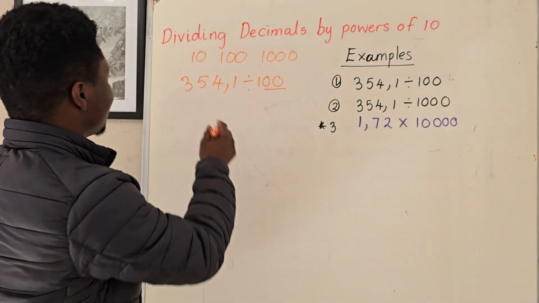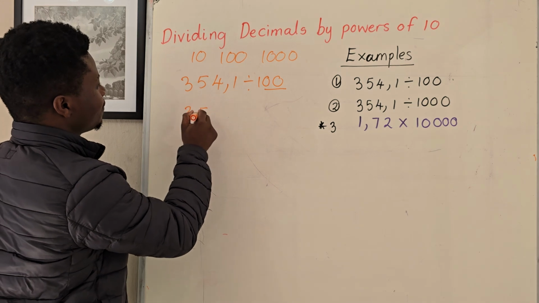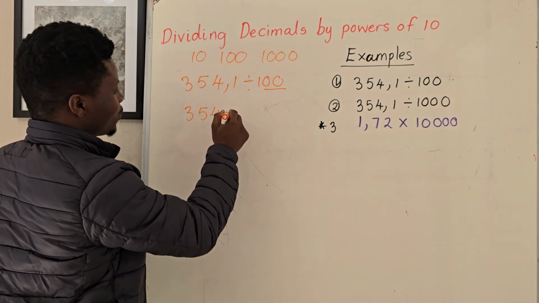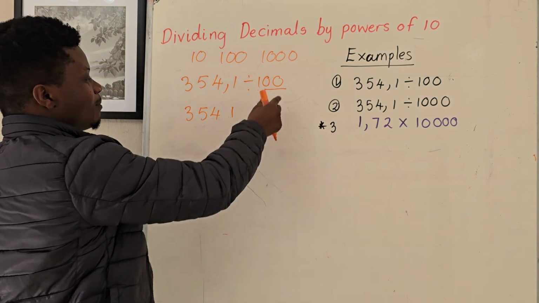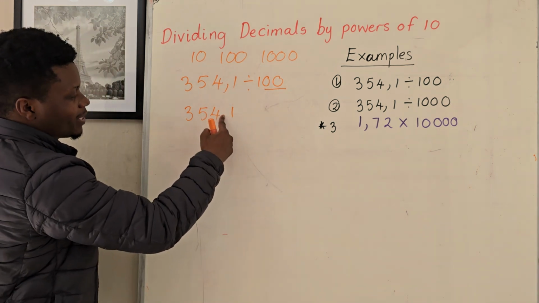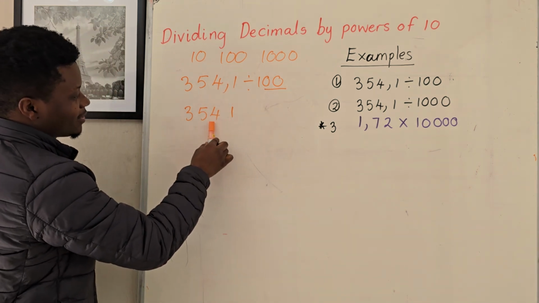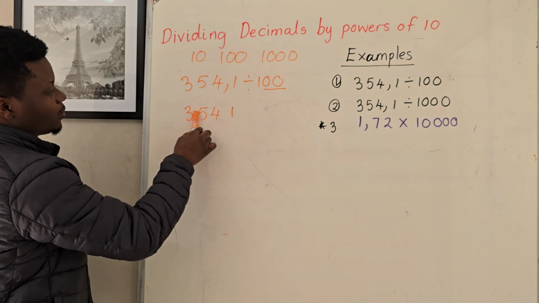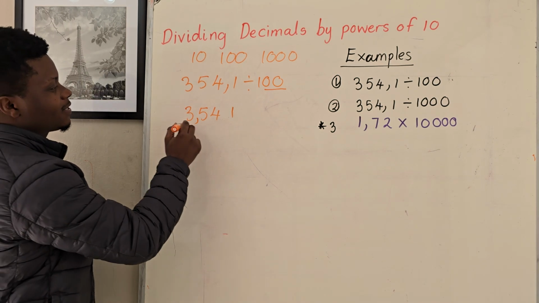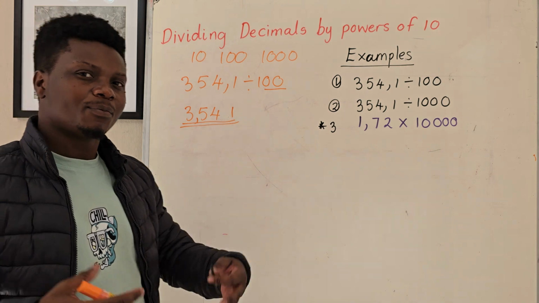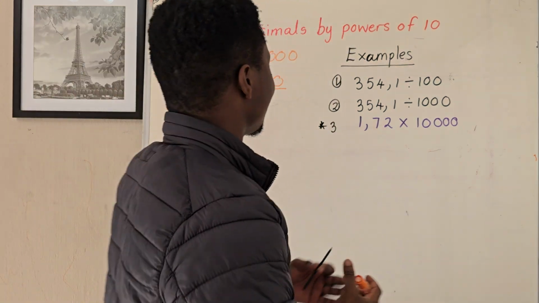So let's do that. Rewrite your number 354. Just ignore the comma at the moment. So we want to move 2 places to the left. Remember your comma is here. Let's move to the left together. This is 1, 2. So we are right here. So this is our final answer. Pretty simple, isn't it? Let's try another one.